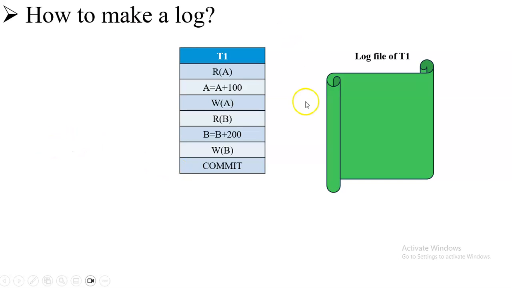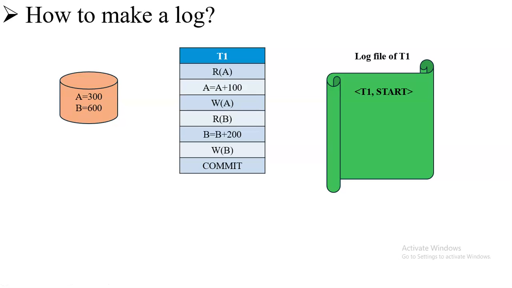So let's say this is a transaction T1, and let us see how the log file of transaction T1 is created. The initial values of the A and B variables that we are going to use in transaction 1 are 300 and 600. First of all, transaction T1 has started, so the log that is maintained for this is T1 comma start. Then the read of variable A.